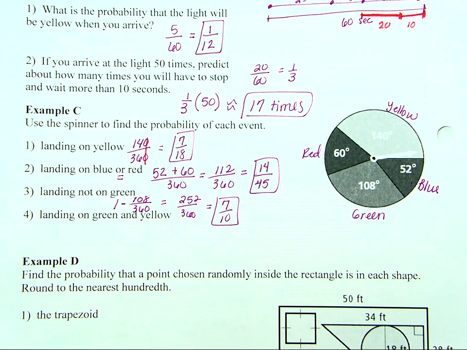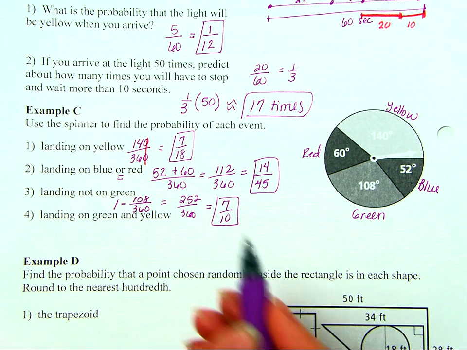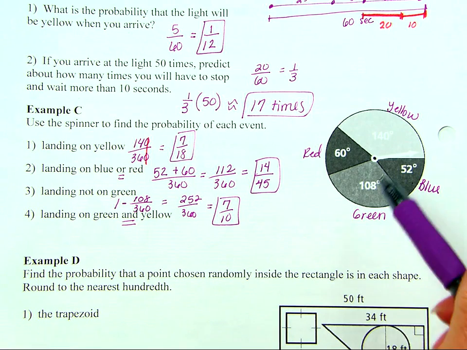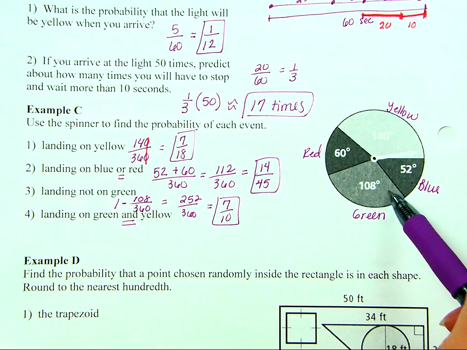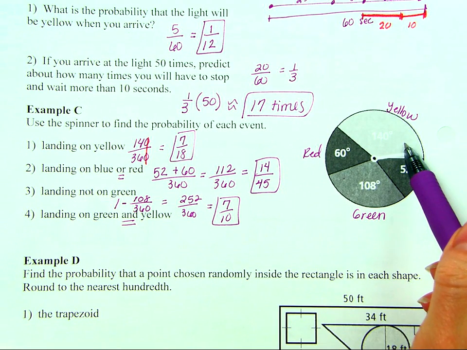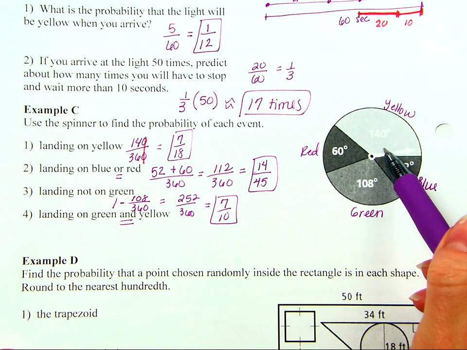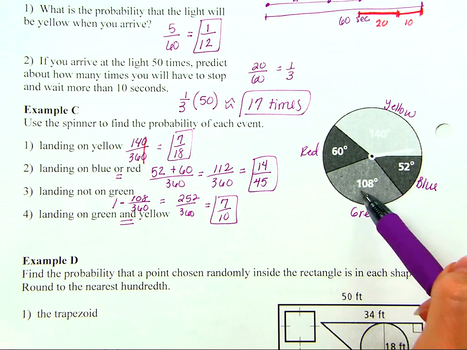Last one, what is the probability that our spinner will land on green and yellow? Well, I see green is 108, yellow is 140, but this is a probability of 1 spin. Are we going to land on green and yellow? No, we can't land on 2 colors at the same time, especially green and yellow.